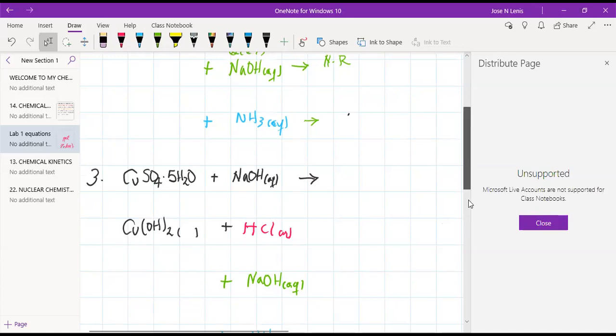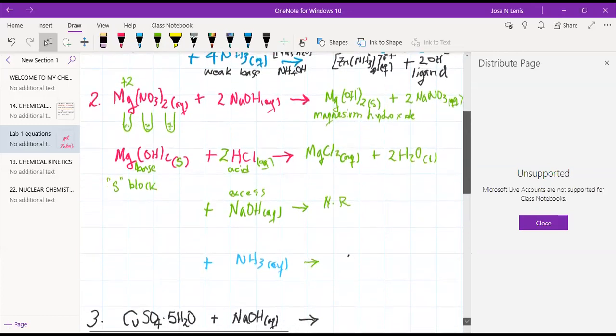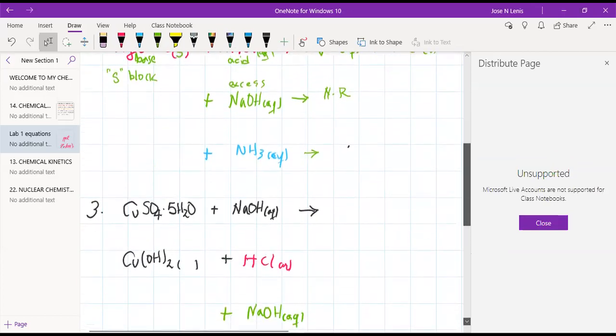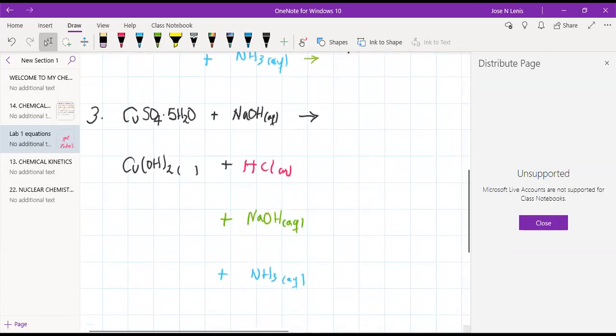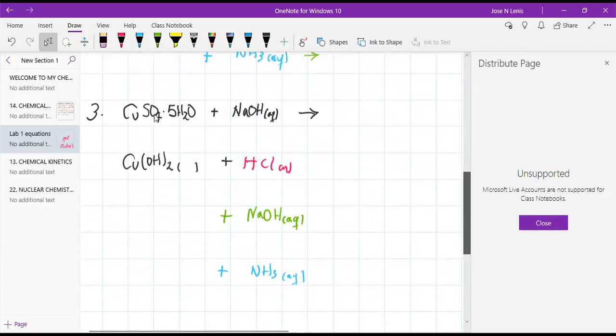The next reactions are the reactions of copper. This time we have copper as copper sulfate pentahydrated. This is the salt, and this salt is hydrated with 5 water molecules. That's why it's called pentahydrated. It's copper. Let me write it here, copper.